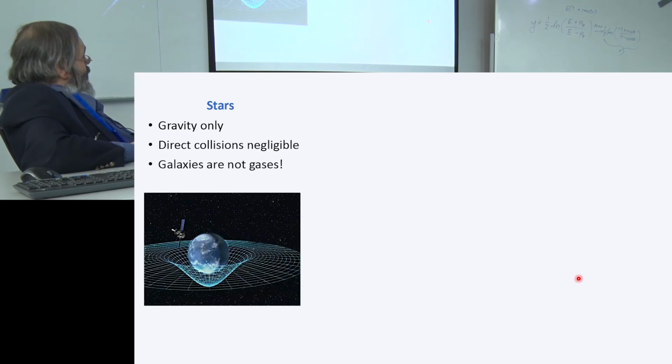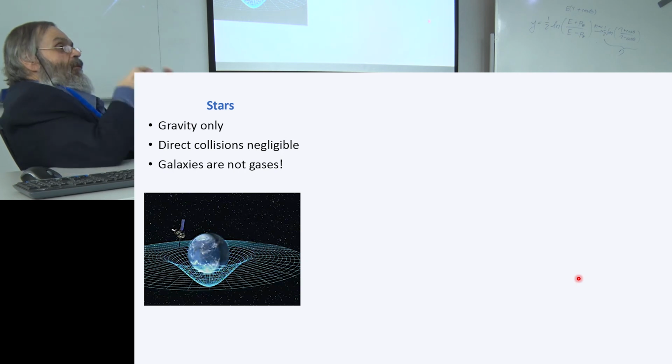Okay, so how are these things going to interact? Stars only interact through gravity. So we know direct collisions are negligible between stars.